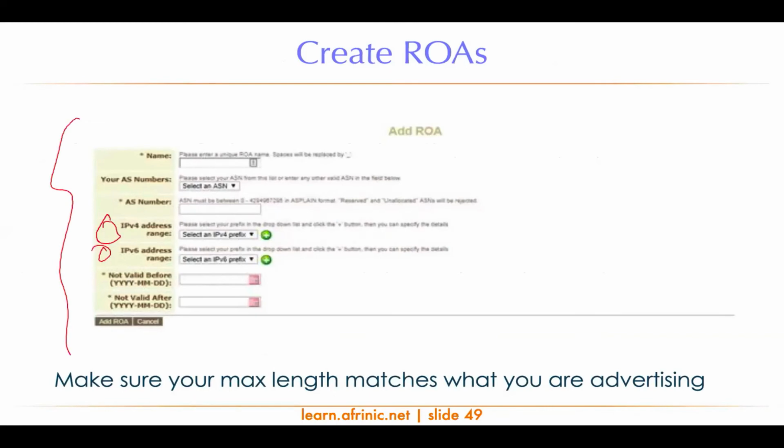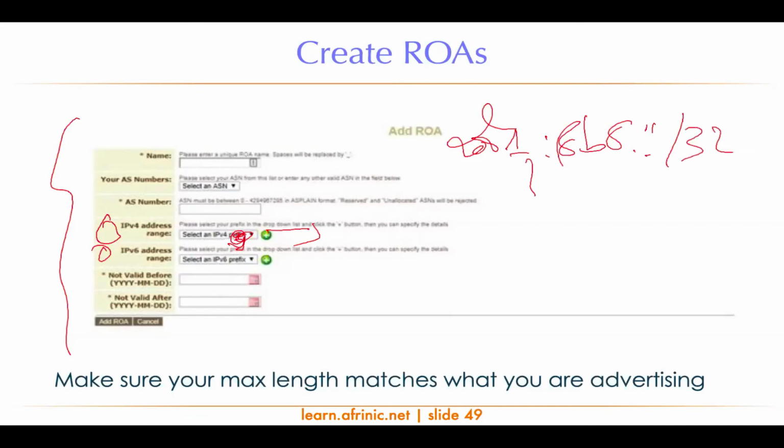So this plus will now give you the possibility to select the prefix you want to add. Say you have a prefix like 2001:db8::/32. You will select the prefix, then the prefix will pop up, and you will have the prefix length, which is /32, and then you will have the max length. The max length, if you are advertising a /32, make sure it's a /32.